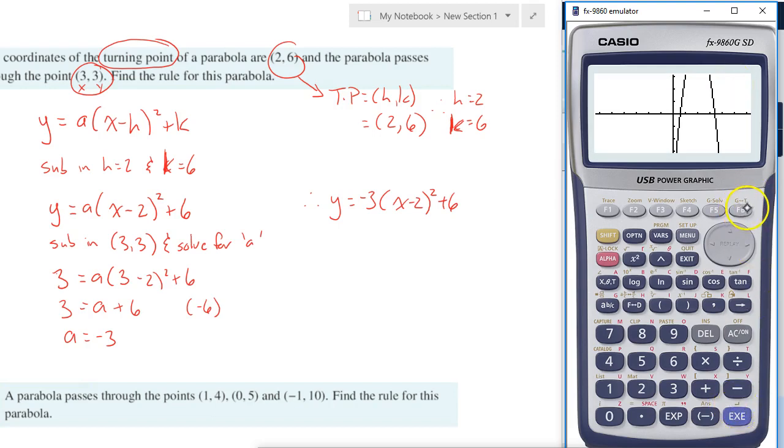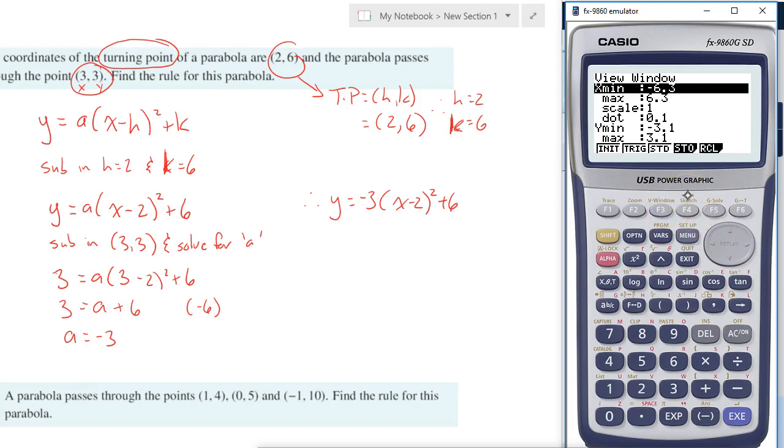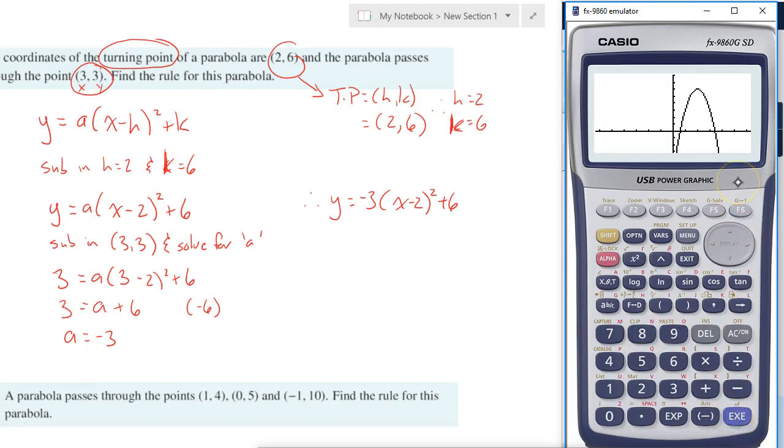Okay, execute draw. Now guys, if I do my view window, and I know my turning point is 6, I just need to make my y max bigger than 6, so I'm going to make it 8. Execute draw. Okay, so there's my parabola. If I get the turning point, I go gsolve max, it says 2, 6, so that's my turning point at 2, 6. And if I go gsolve and do a y calc, when x is 3, y is 3. 3, 3 is on it.